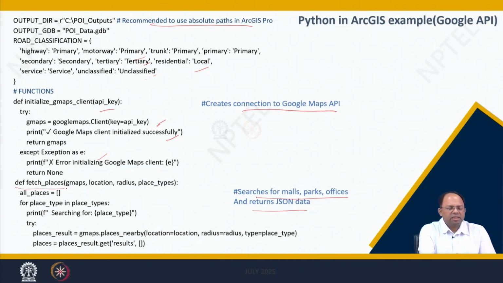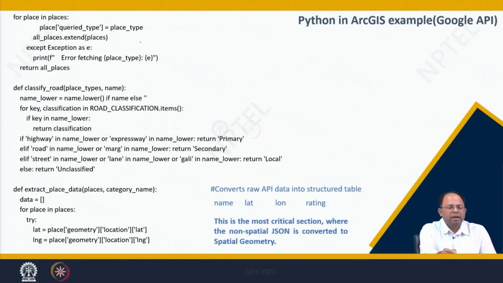The next part is to do the searches for malls, parks, offices, and return JSON data. So that is the next function, def fetch_places_from_gmaps, with location and radius. That means which point, which lat long, which radius, and what are the place types that have to be given. So we are doing that over here. Already we have mentioned which are the points of interest earlier, so that is what we are passing over here, and whichever points are being considered are sent, and we are sending the query type and getting those particular things.